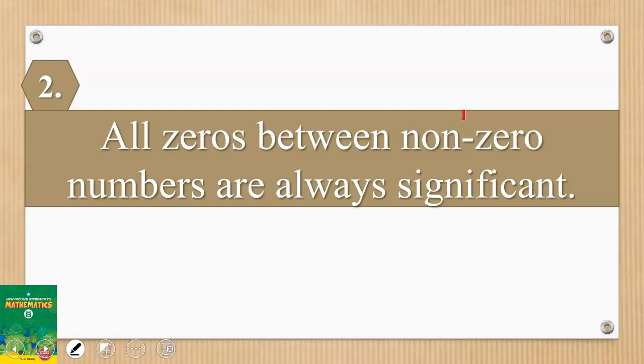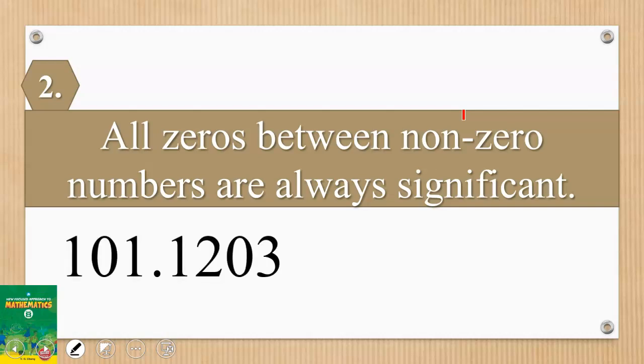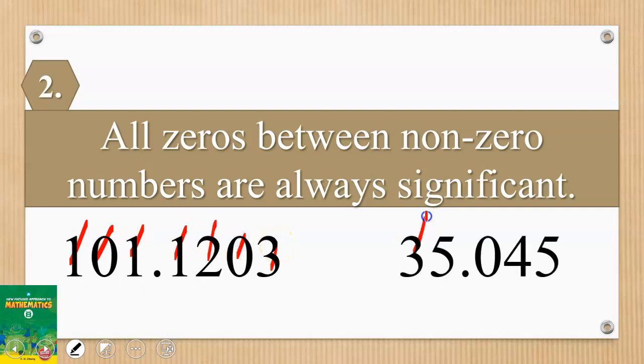Then number 2, all zeros between non-zero numbers are always significant. All zeros that come in between are considered significant. So here we can think of having 1, 2, 3, 4, 5, 6, 7 significant figures here. And here we can consider 1, 2, 3, 4, 5 significant figures here. Okay, so the zeros are in between non-zero numbers, and so they are considered significant.